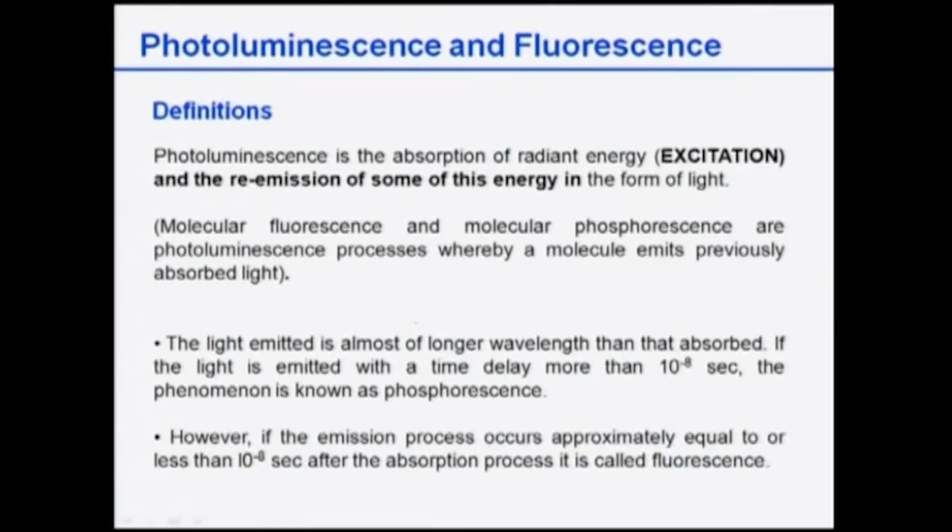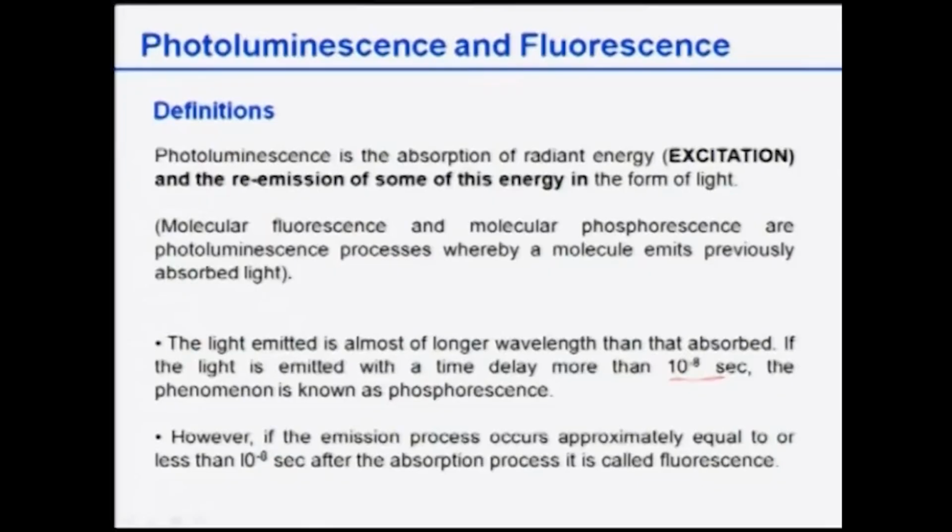And normally the light is emitted with a time delay of about 10 to the minus 8 seconds. That means close to 10 nanoseconds. It is a very small time scale I am talking about. In that case, this phenomenon is known as phosphorescence. So, you understand now that if the light is emitted with a time delay of 10 to the minus 8 second, that is 10 nanoseconds, we call this phenomenon phosphorescence.